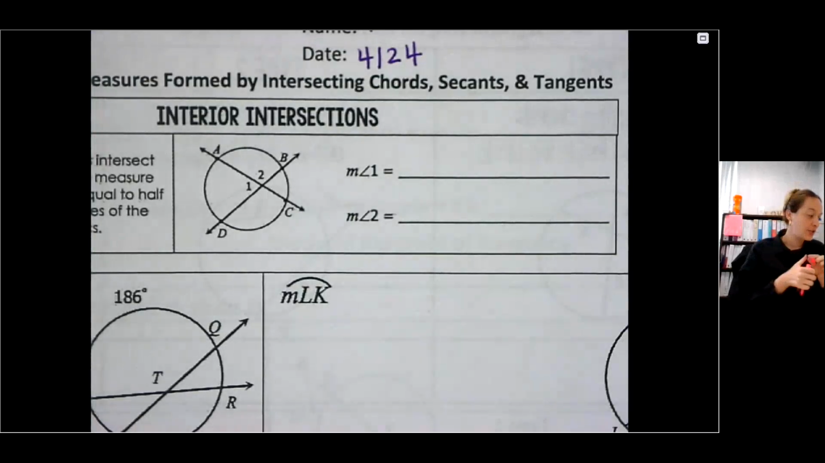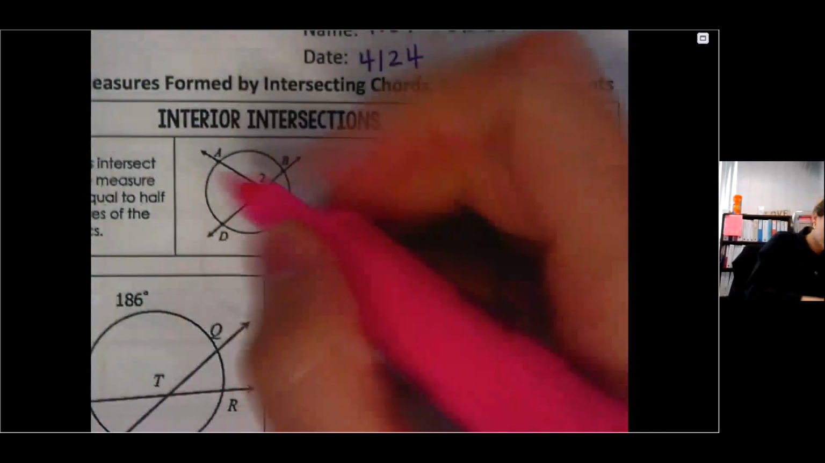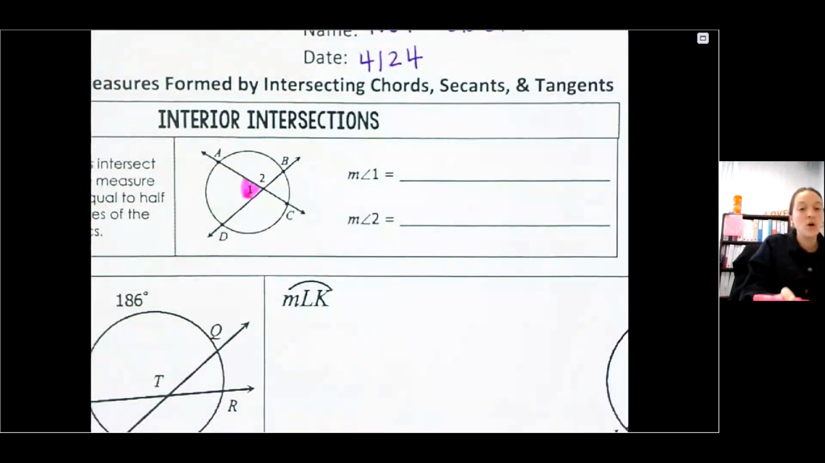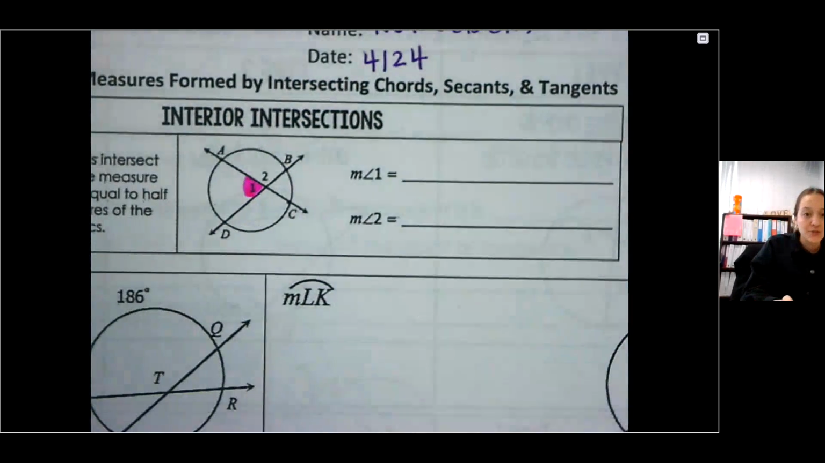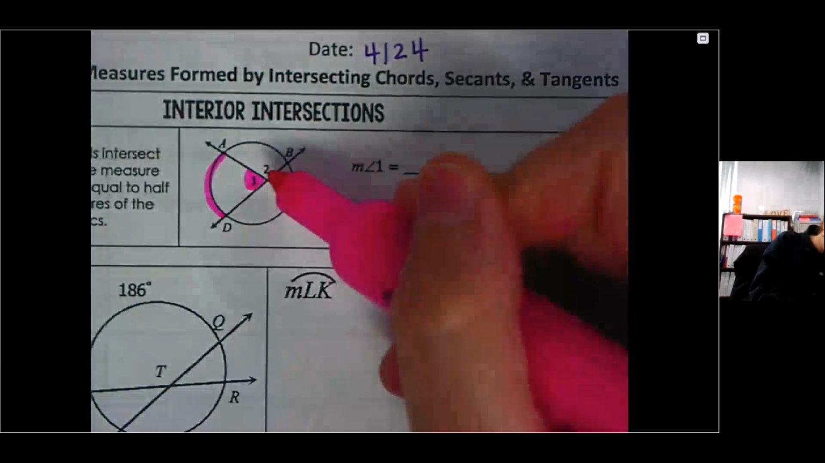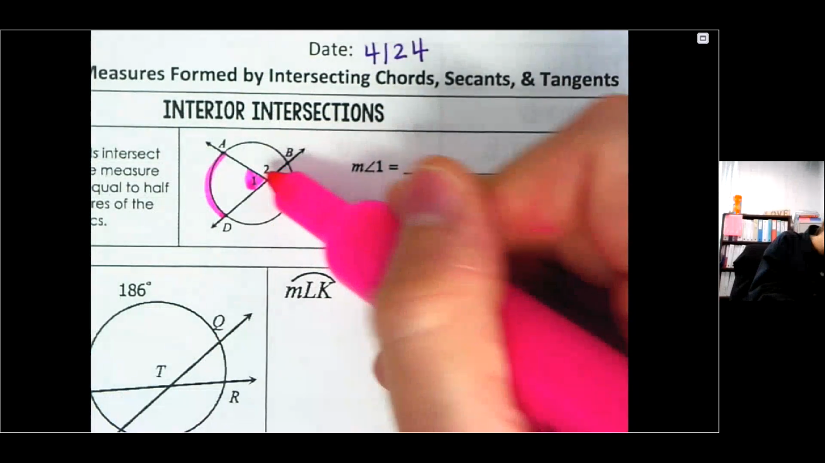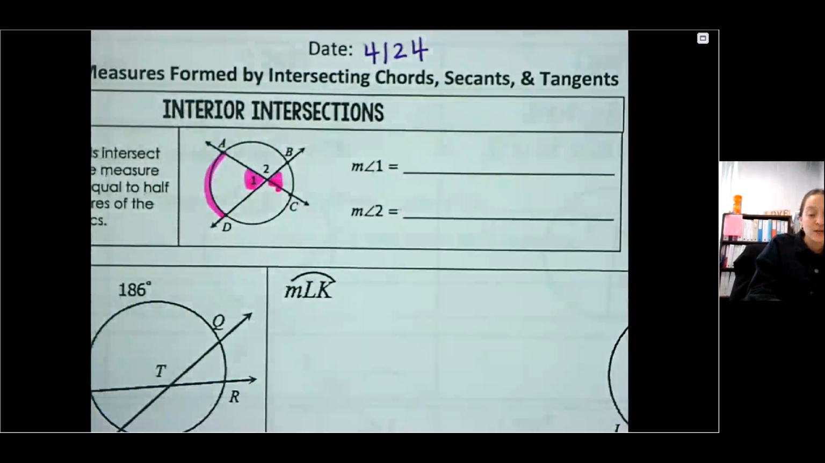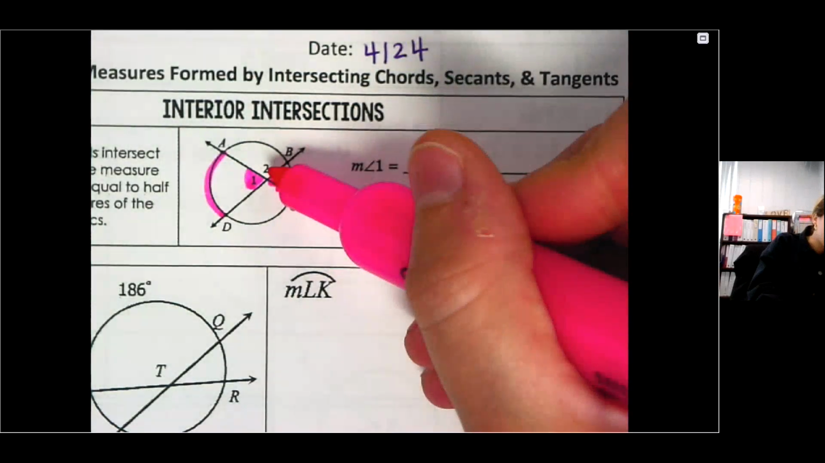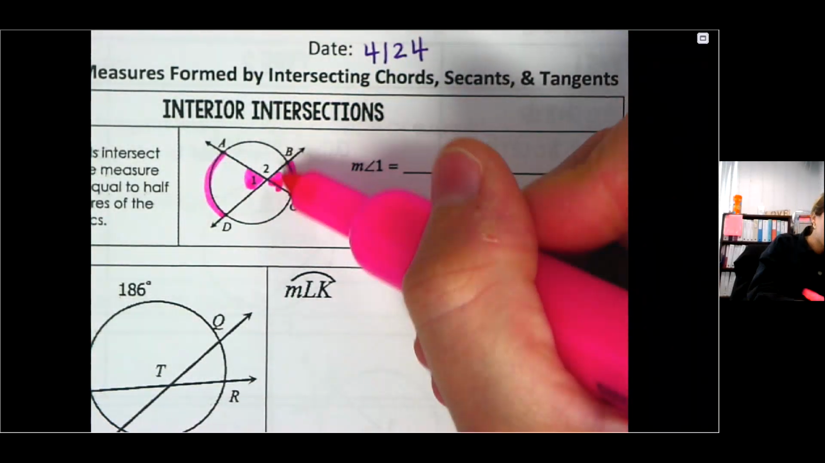If I take a look at this angle 1 right here, angle 1 opens up to the intercepted arc AD. Right across from angle 1 is another angle, and these are vertical angles, which means that these two angles in pink are congruent. The arc that this angle opens up to is arc BC.